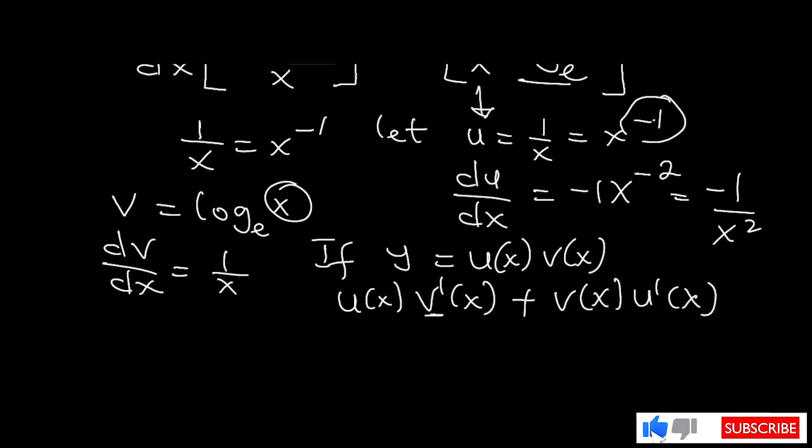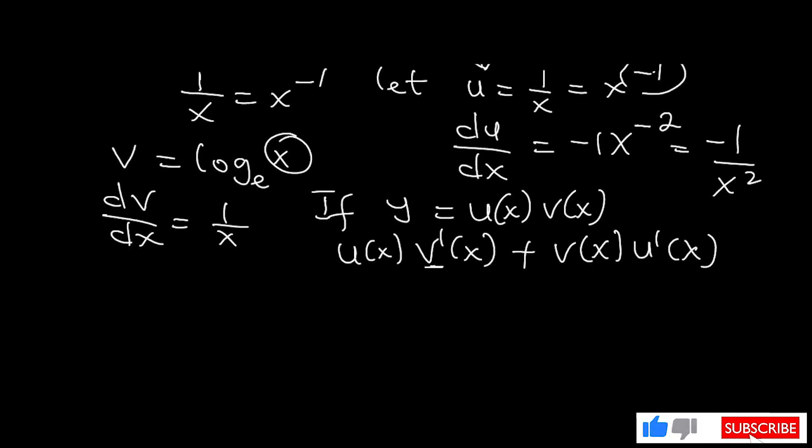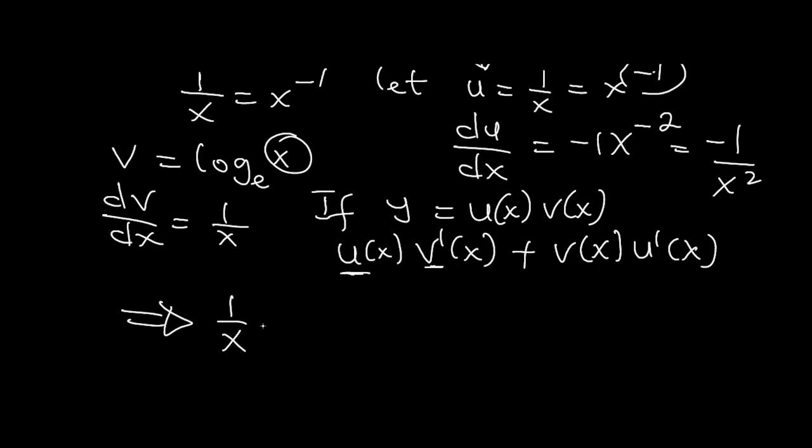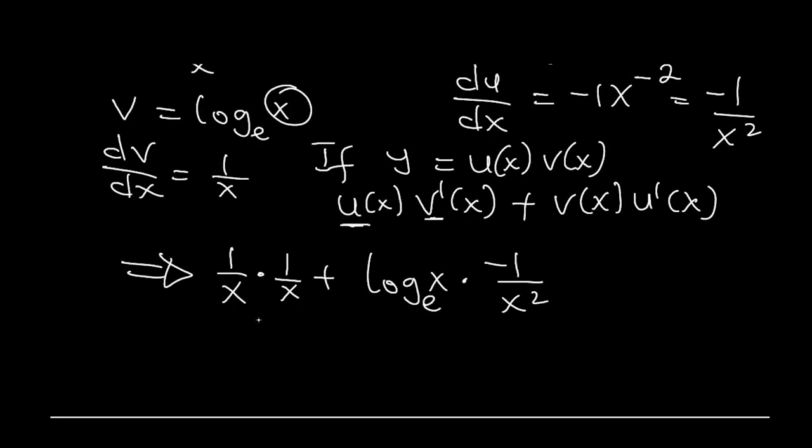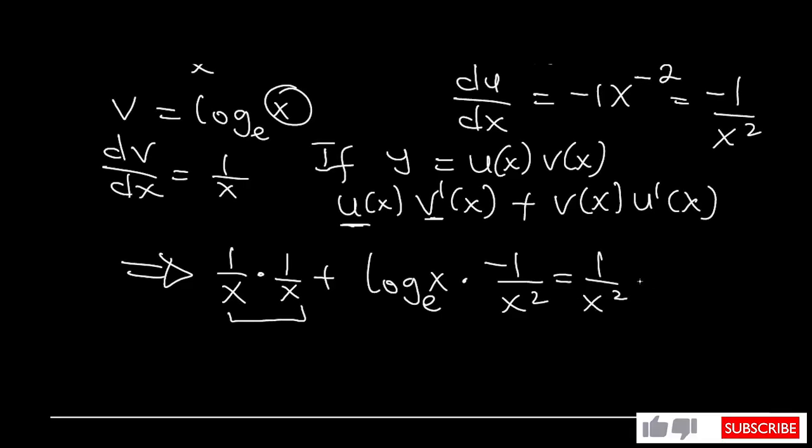So begin to make substitutions to the relevant variable. The answer will now become: my u is 1 over x, times the derivative of v, which is 1 over x, plus my v, which is logarithm to base e of x, times my derivative of u with respect to x, that's minus 1 over x squared. That's what we have there. If you combine these two together, we have 1 over x squared minus natural logarithm of x over x squared.